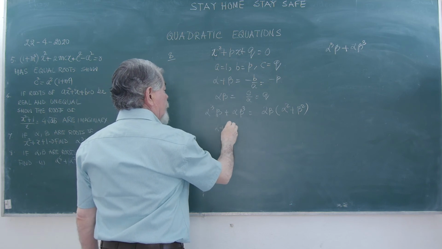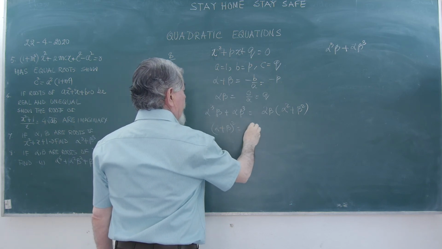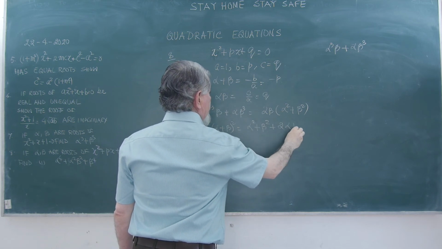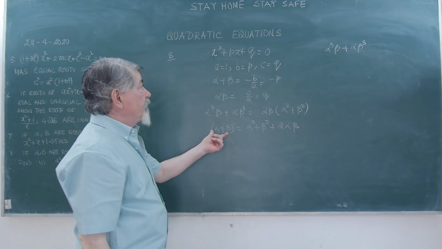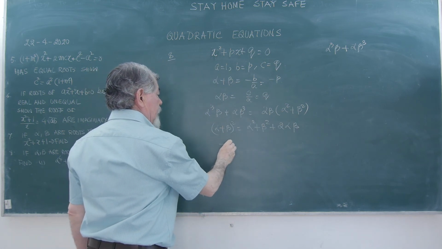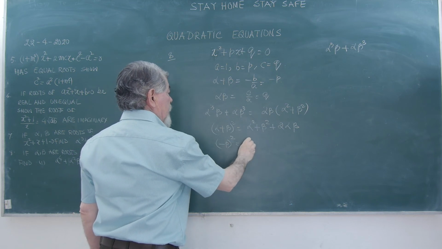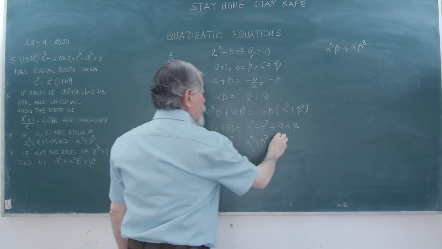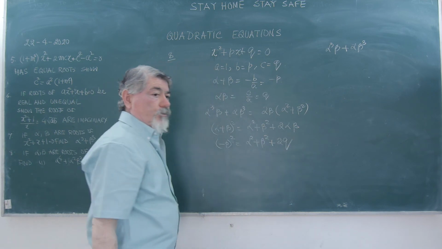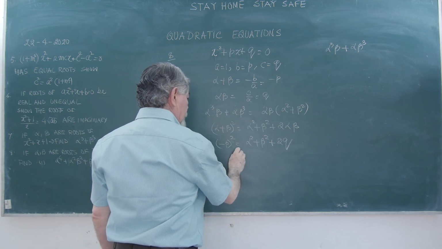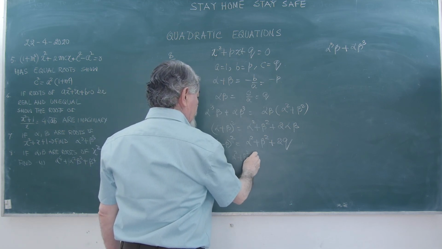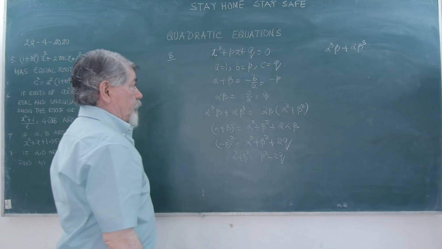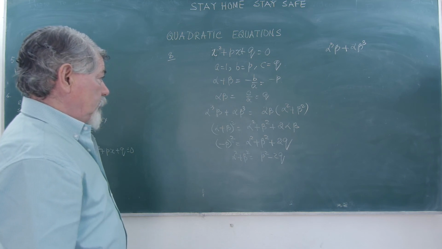Alpha plus beta whole square is equal to alpha square plus beta square plus 2 alpha beta. The value of alpha plus beta is minus p. Minus p whole square is equal to alpha square plus beta square plus 2q. So alpha square plus beta square will be p square minus 2q.